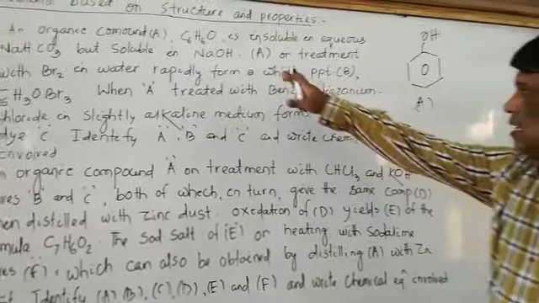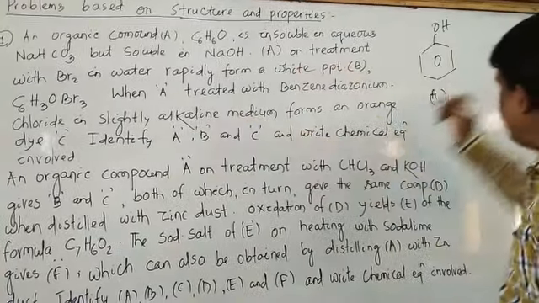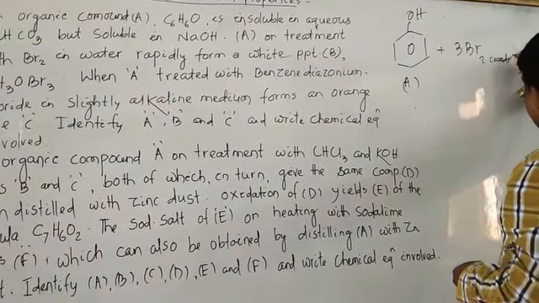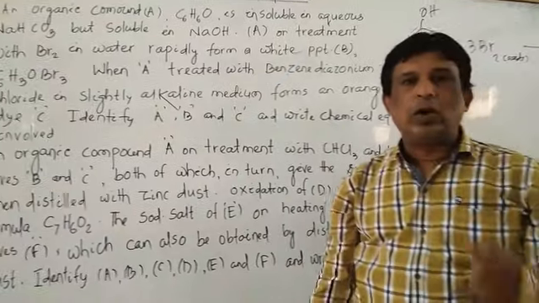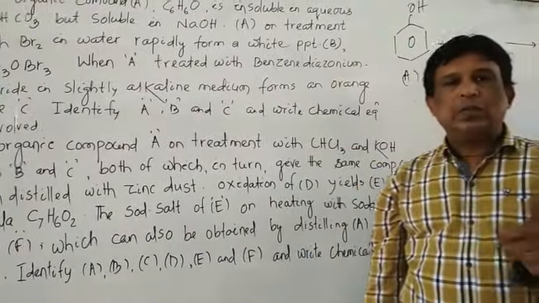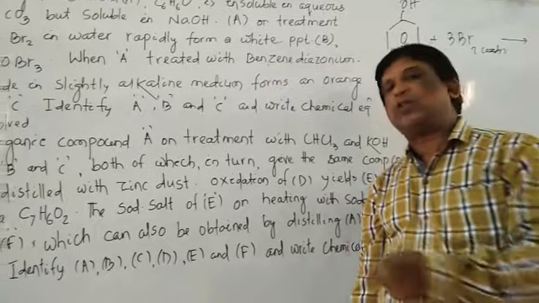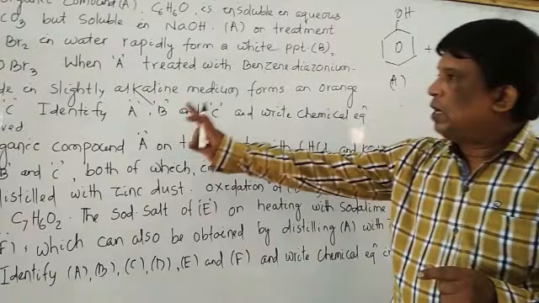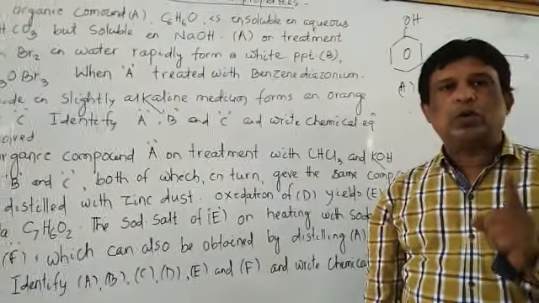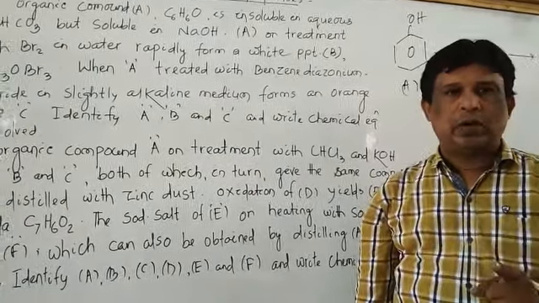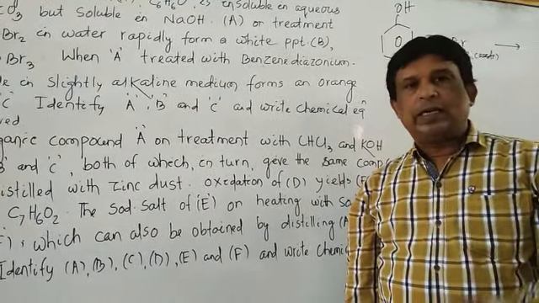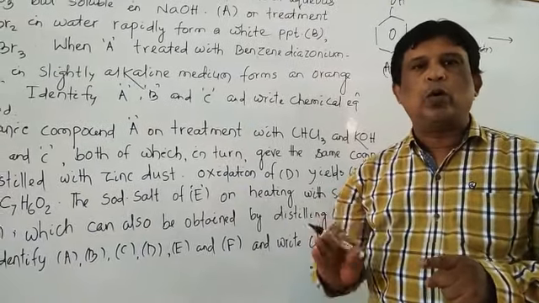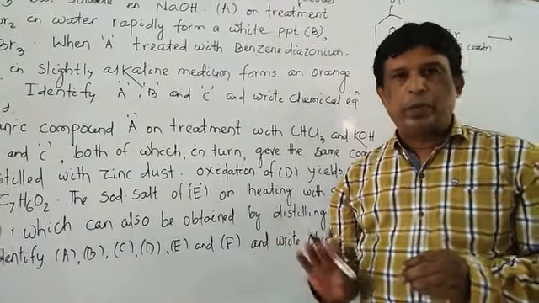Next, A is treated with bromine water. We know that two reactions are there. One is phenol treated with bromine water, and one is phenol treated with bromine in presence of carbon disulfide. When phenol is treated with bromine water, a white precipitate of 2,4,6-tribromophenol is formed, while phenol treated with bromine in presence of carbon disulfide gives a mixture of o-bromophenol and p-bromophenol.